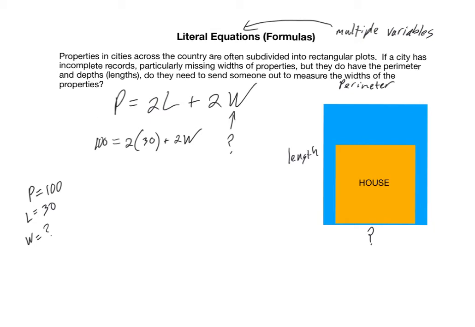So let's do that. We've got 100 equals the 2 times 30 is 60 plus 2W. Then if you subtract 60 from both sides, that would give you 40 equals 2W. And then if you divide both sides by 2, you get 20 equals W. So we were able to determine the missing width. It was 20 feet.